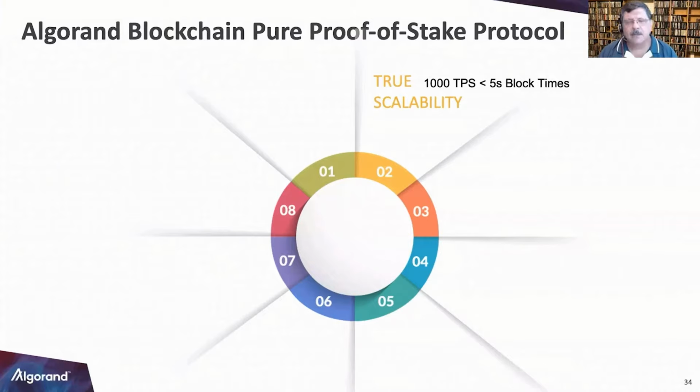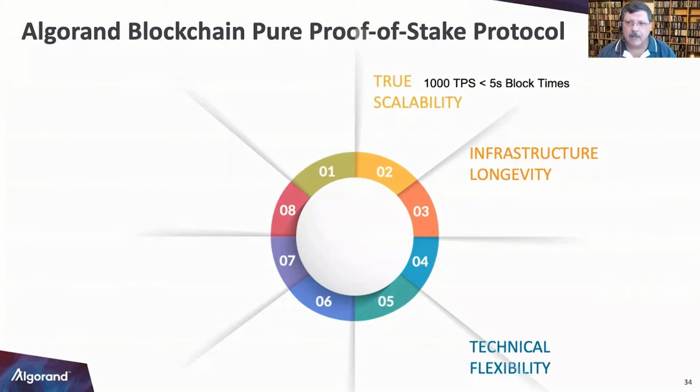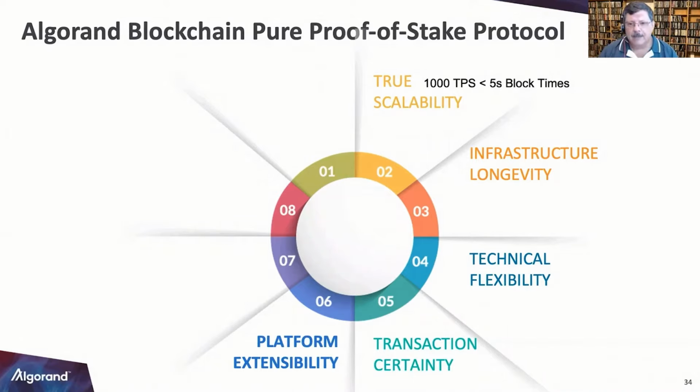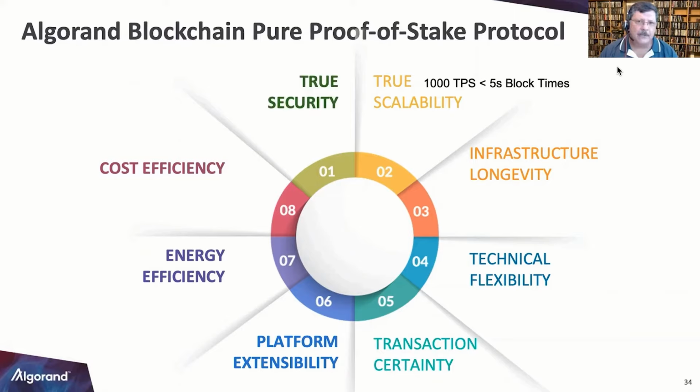True scalability, 1,000 transactions per second, and that's going up. Under 5-second block times, and that's going down. You get a lot of infrastructure longevity with all of the open sourced items and continuing ingenuity and updates. Technical flexibility, lots of SDKs, and transaction certainty, very important. When you do a transaction, you want to make sure this thing is actually firing off. Platform extensibility with very energy efficient. It's pretty lean and mean. You can run a node on a Raspberry Pi. Extremely cost efficient, under a penny a transaction, and then also provides true security in the way that a blockchain would.